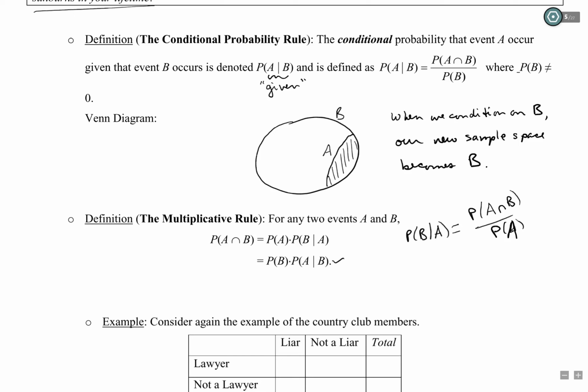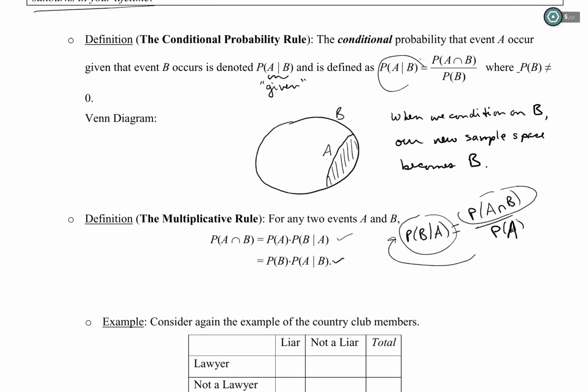So if I took this and algebraically isolated the numerator there, the P of A would come over here. I would have P of A times P of B given A, and that's what that representation is there. So both the conditional probability P of A given B and P of B given A yield this multiplicative rule here.